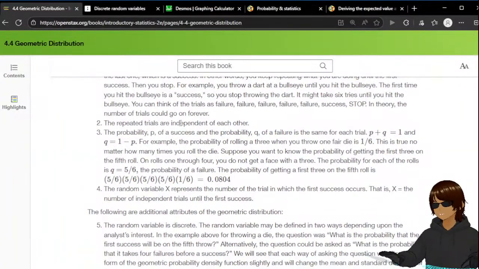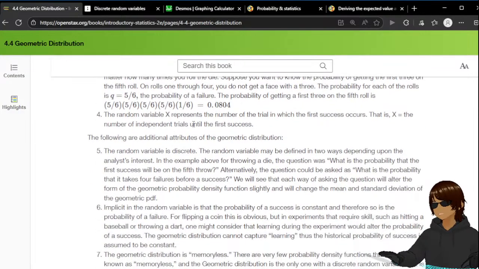The repeated trials are independent. The probability p of a success and the probability q of a failure is the same for each trial. The random variable x represents the number of the trial in which the first success occurs. That is, x is the number of independent trials until the first success. The following are additional attributes of the geometric distribution: the random variable is discrete. A random variable may be defined in two ways depending upon the analysis interest.